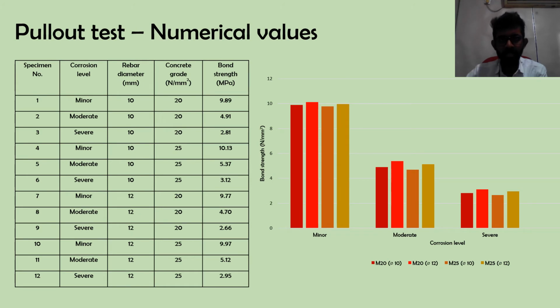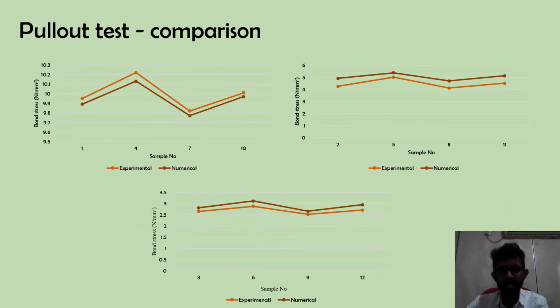The results obtained relevant to different specimens from the finite element analysis are shown in the given table. When comparing the variations of the experimental and numerical values, they show likely the same trend of variation except the values relevant to the control samples. Numerical values of bond strength at moderate and severe corrosion levels are higher than the experimental values.